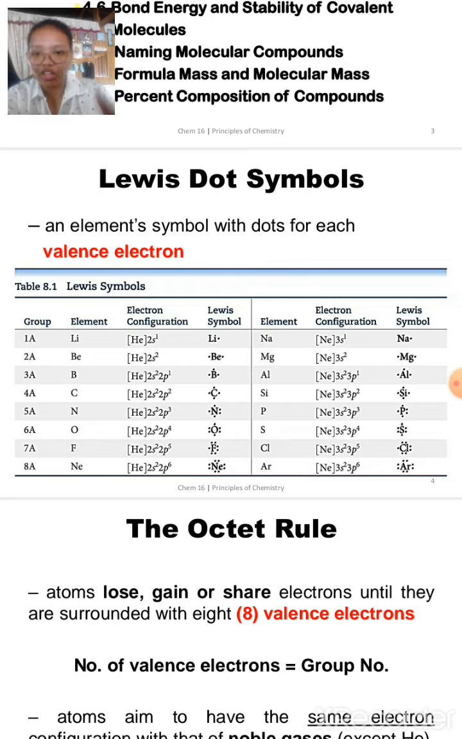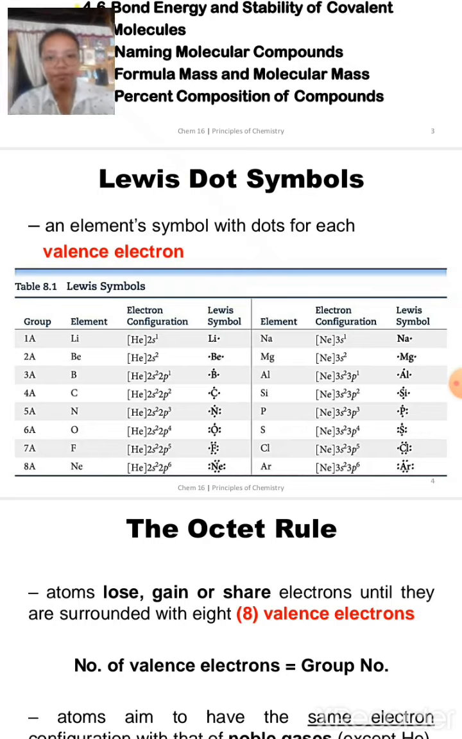In group A, there are the elements lithium, beryllium, boron, carbon, nitrogen, oxygen, fluorine, and neon. For the electron configuration, lithium has 2s to the power of 1. So that's how we get the electron configuration.